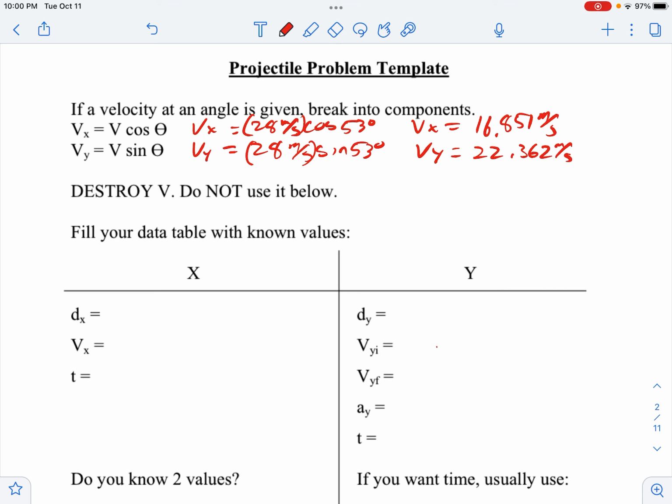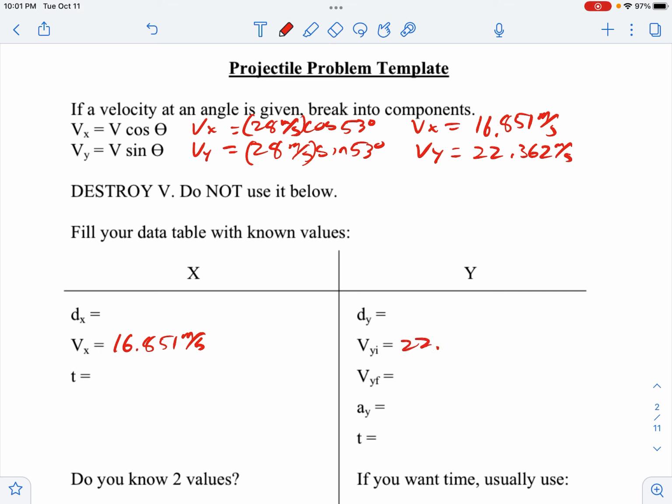If I scroll down a little bit here, there are places where I can put this. That Vx goes over here in the x column, for any horizontal or sideways motion: 16.851 meters per second. Notice that there's just one Vx, because sideways there's no accelerated motion in the classic projectile problem. Vertically, that's a different story.